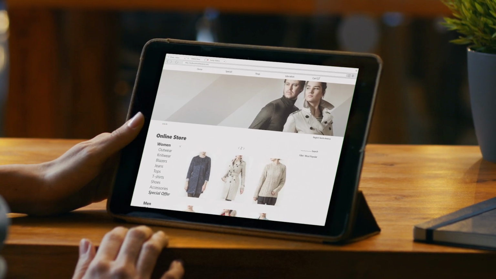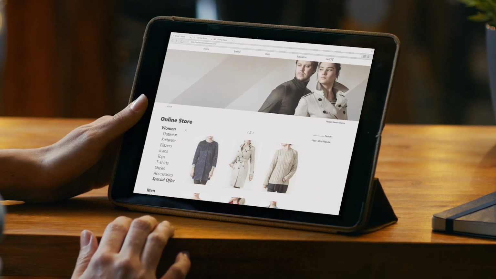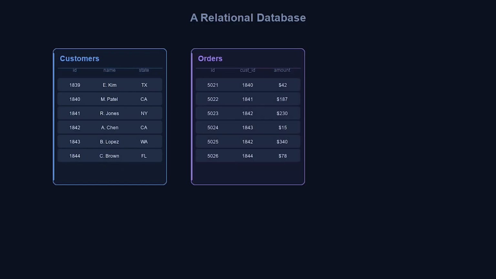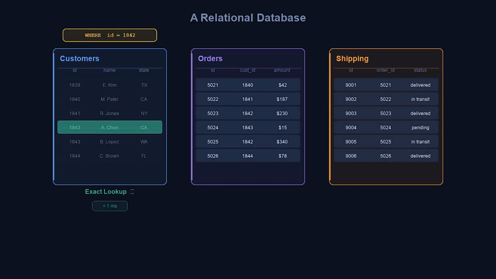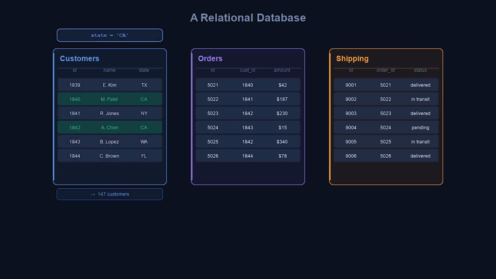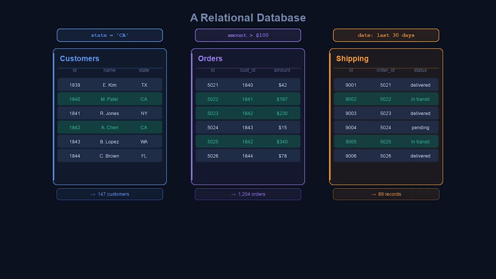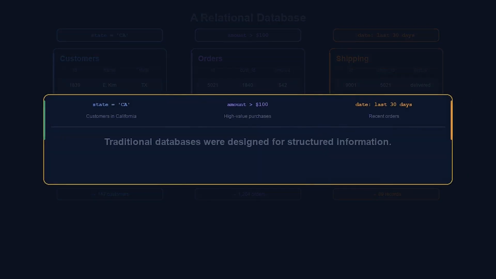Let's start with a normal database. Let's say you run an online store. You have customer tables, order tables, shipping records, etc. If you want to retrieve customer 1842, SQL databases are excellent at that. Exact lookup is easy. Even filtering is easy. Finding all customers from California, or finding all the purchases that are above $100, or finding all orders from last month. Traditional databases were designed for this type of structured information.